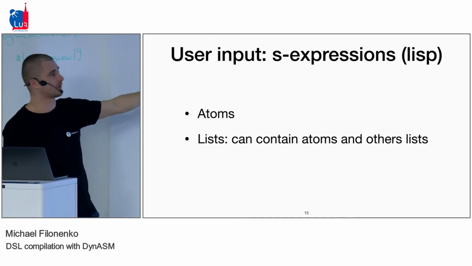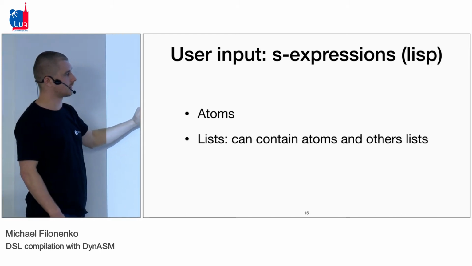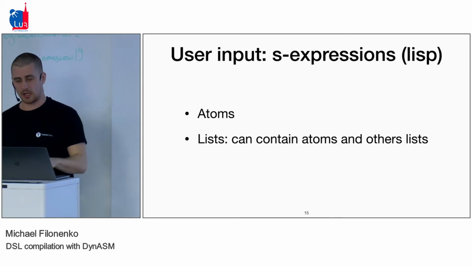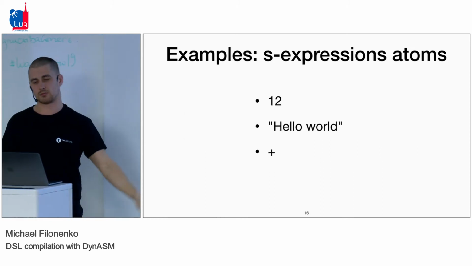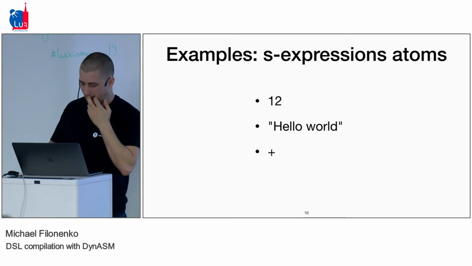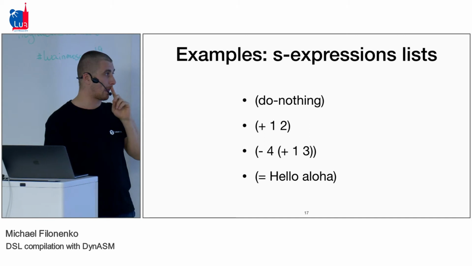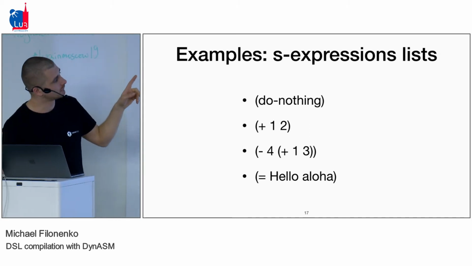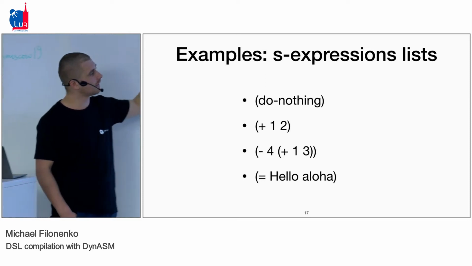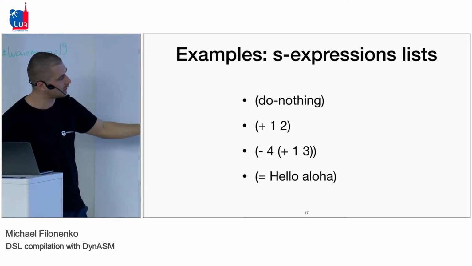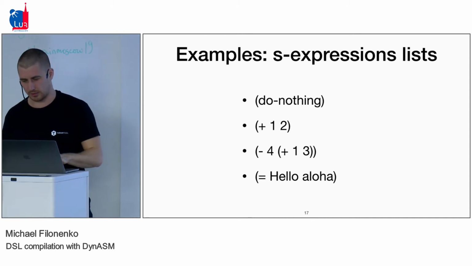So S expressions contain two basic types, items and lists. And lists can contain items and other lists. For example, there are items: number, string, and just symbol. The next example, there are lists: four lists with some items, do nothing, arithmetic, and something like predicate. I will show what I mean.